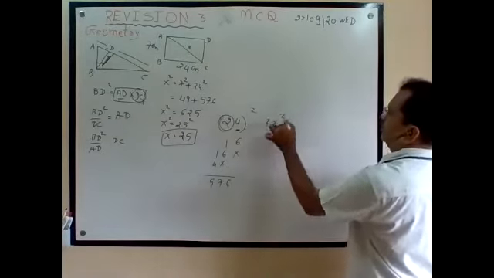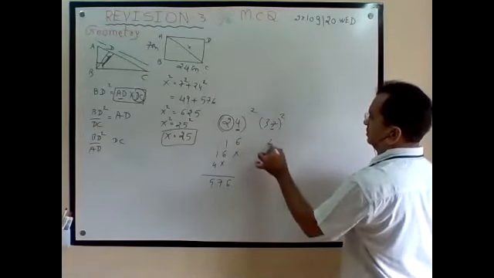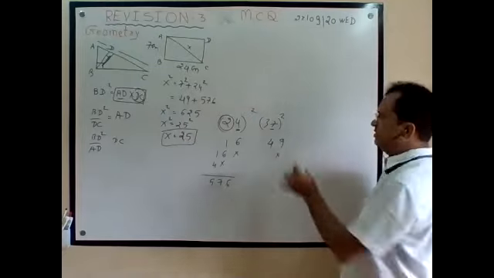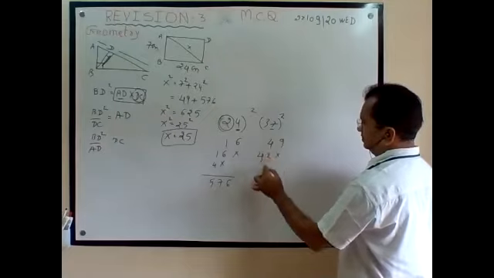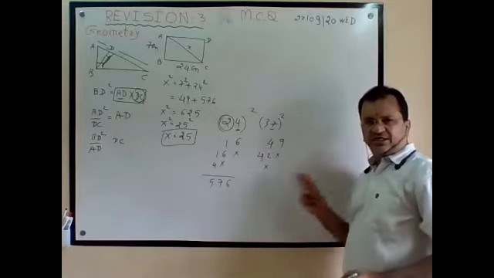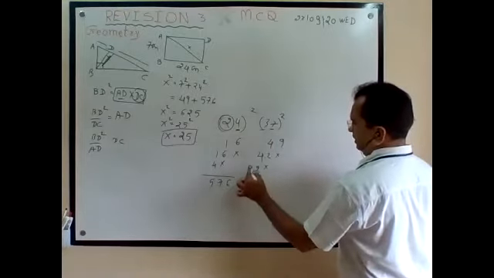Suppose 37 square. 7 7 is 49. Cancel this place. 7 into 3 into 2 is 42, plus 4 is 46. Again cancel one place. Then 3 3 is 9, and add the carried 1 like this.